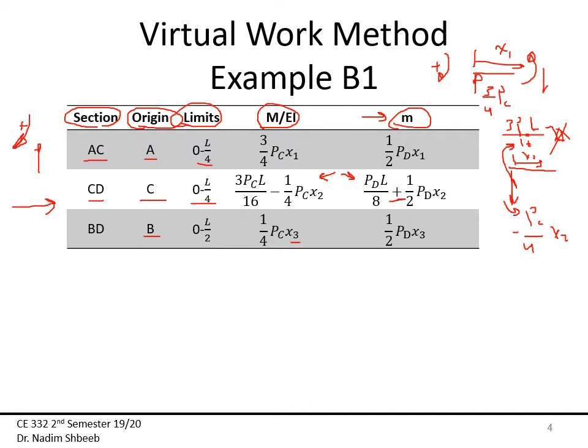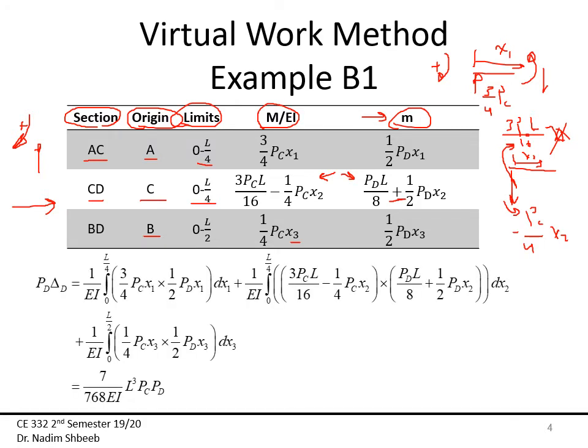In future examples, I'm just going to use simply X, knowing that it is at different origins and different limits. So carrying out this integration, which is rather lengthy, then PD times delta D is equal to 1 over EI. Here is my capital M, and here's my small m. Okay, so this is M, and this is m, dx1 from 0 to L over 4 plus 1 over EI. Now this is also from 0 to L over 4, or 1/4 L.